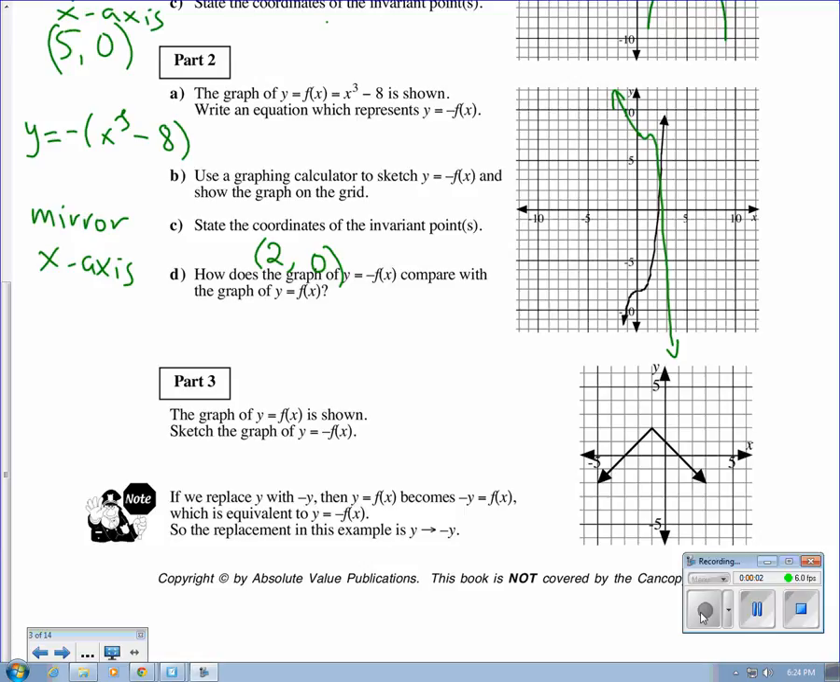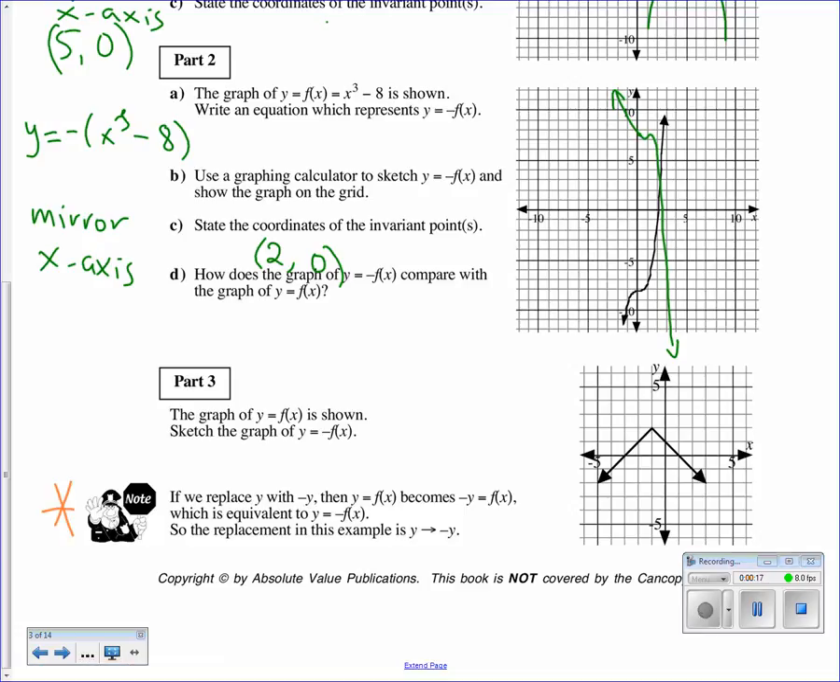So this is part 2 of lesson 3, to keep the videos under 15 minutes. I'm on the bottom of page 89 and I'm just looking at the policeman. The policeman gives me some nice notes. Here the policeman says, if I replace y with minus y, then my original function becomes negative 1 times y, which is equivalent to y equals minus f at x.